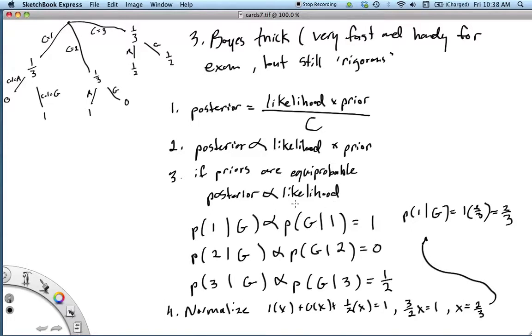Okay, this becomes very easy to hash through for each element of the posterior distribution. So the probability of card 1 given green is proportional to the probability of green given card 1, and we know that is equal to 1. The probability of card 2 given green is proportional to the probability of green given card 2, which we know is 0. Again, to extract this piece, you're really just looking at what's happening at the very end node here. And then the probability of the third card given green is proportional to the probability of green given the third card, which is equal to a half. So now you've got 1, 0, and a half.